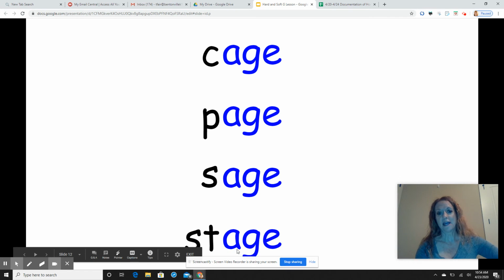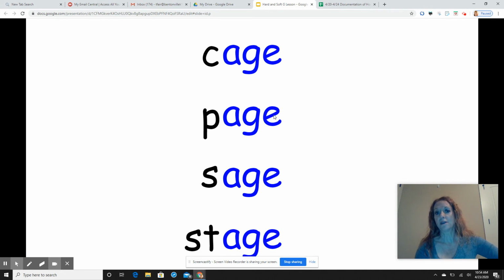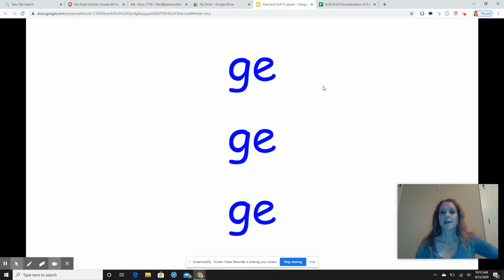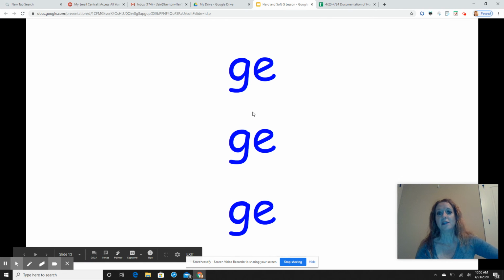This word, what is that big word? Age. I know to say J right here with this G because there's an E after it. Okay. Let's look at this. We've had the same situation. We have an E after the G. When there's an E after the G, we're going to say J.